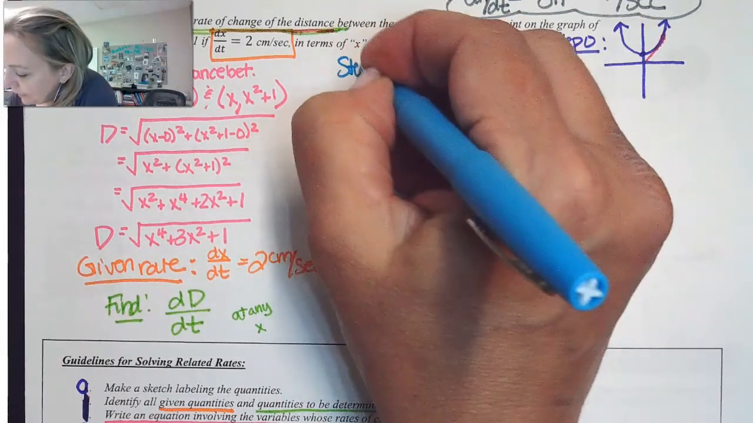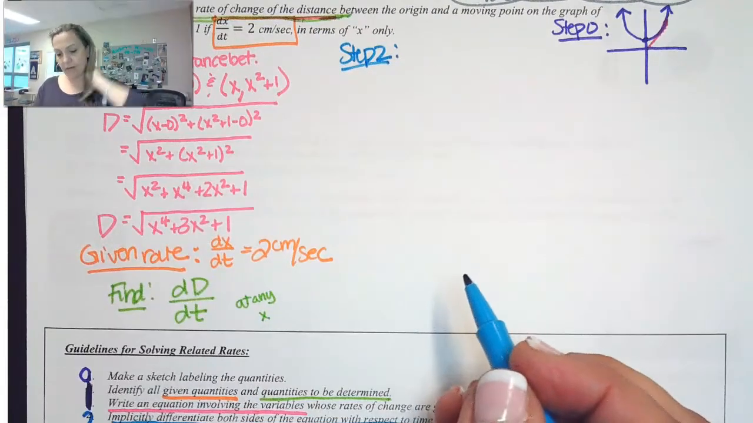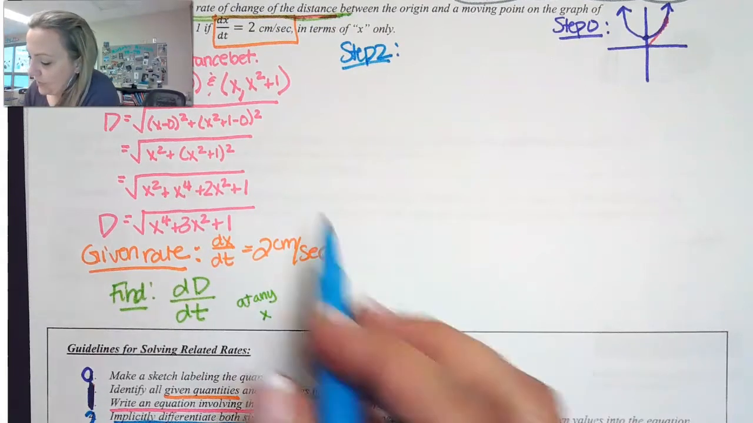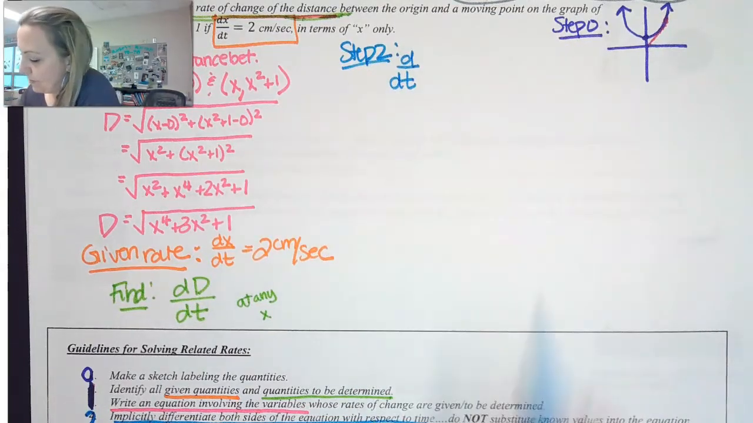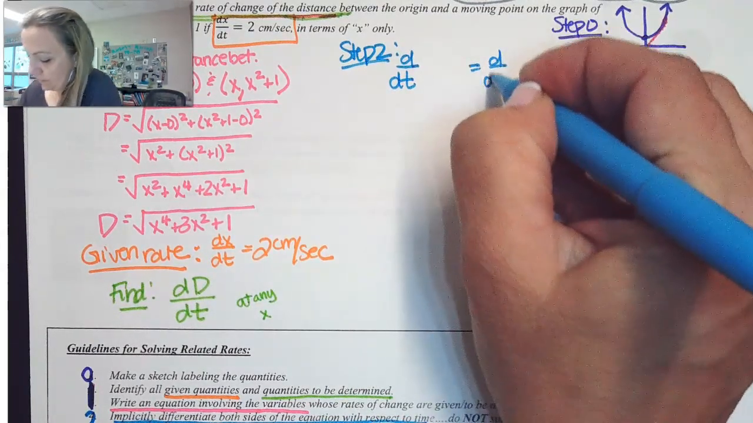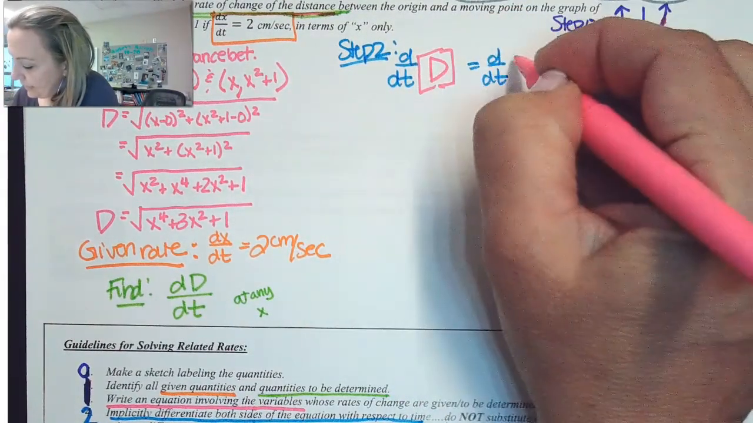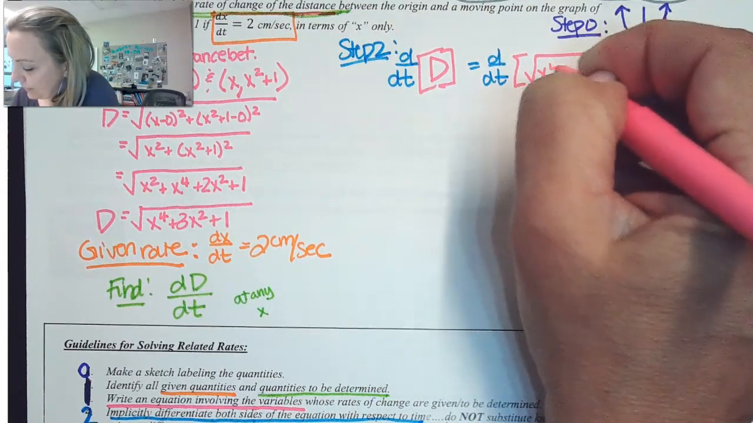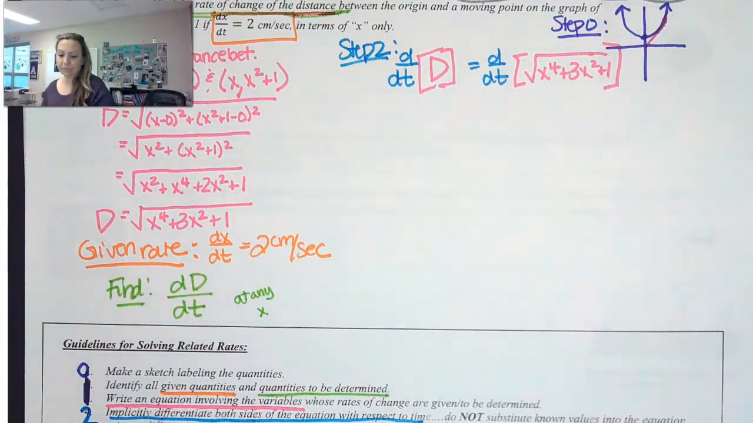And step 2 is when we differentiate. So step 2 is when we're going to take the derivative with respect to time of this equation that we came up with. Remember, that was d equals the square root of x to the 4th plus 3x squared plus 1. Okay? So we want to differentiate that with respect to t. All right, let's go to work.